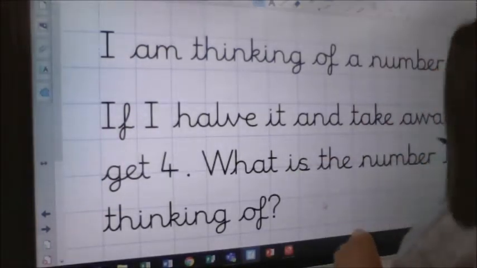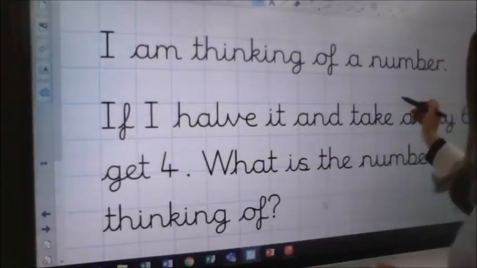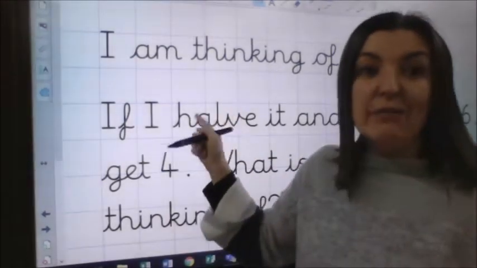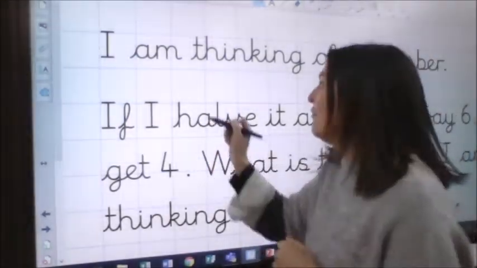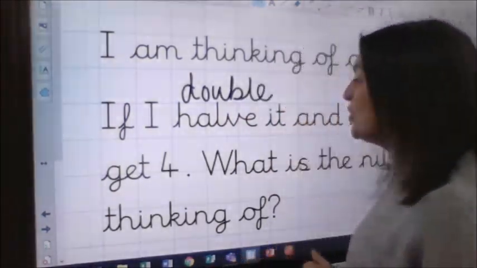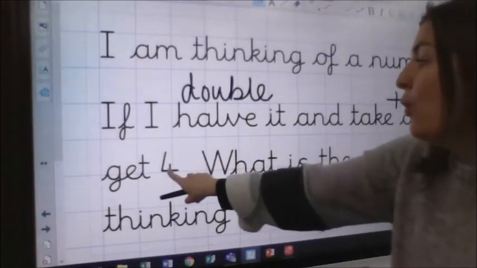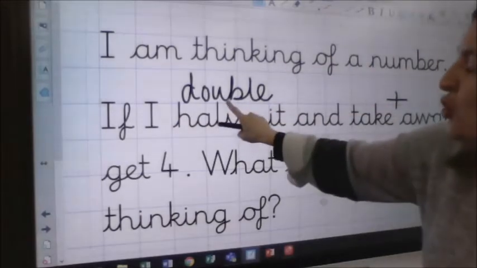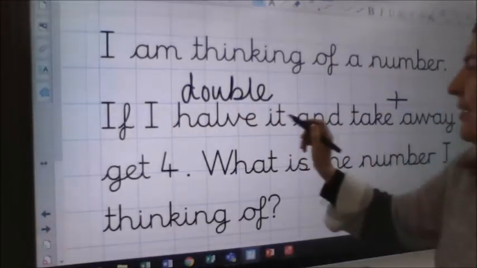So I've got to work backwards. So I've got 4. The inverse of take away is add, and the inverse of half, the opposite of half, is to double. So I'm going to work backwards. So 4, I'm going to go back to add 6, so that gives me 10. And then I've got to double it, so that gives me 20.